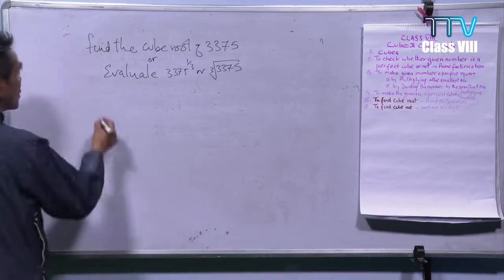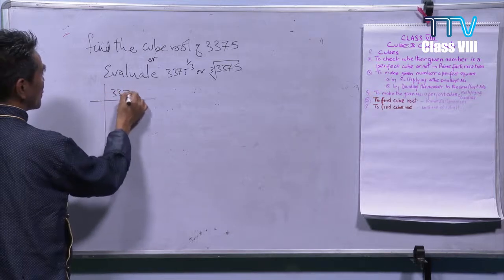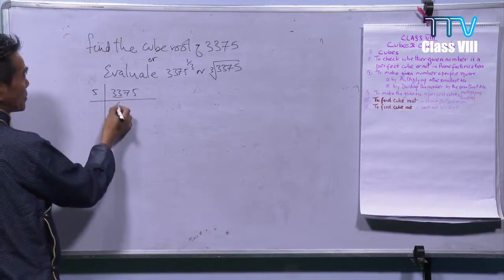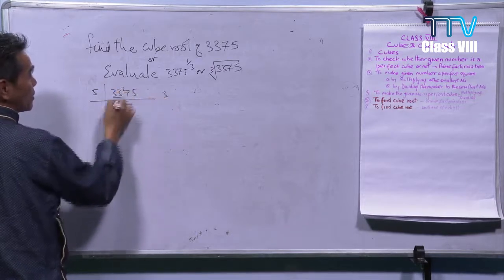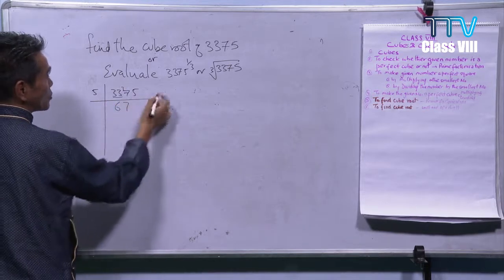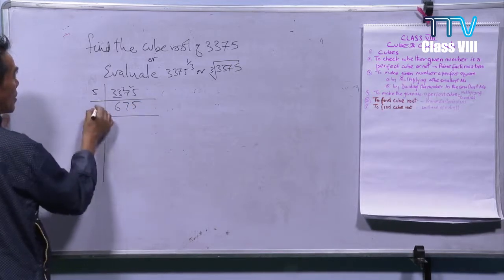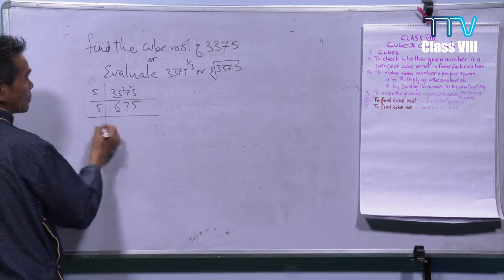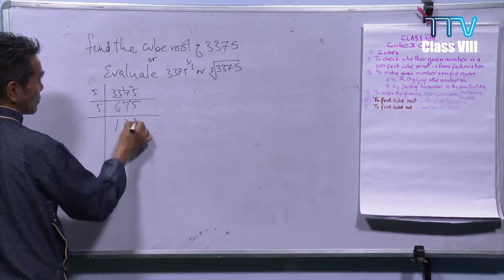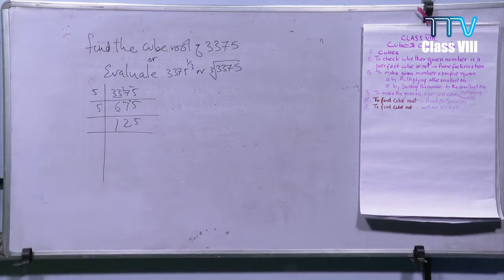Okay. Let's take the prime factors of the number. The last digit is 5, so it is divisible by 5. 5 times 6 is 30, 3 left, 37. 5 times 7 is 35. You write 675. Again it is divisible by 5. 5 times 1 is 5, 1 left, 17. 5 times 2 is 10, 2 left. 5 times 5 is 25.